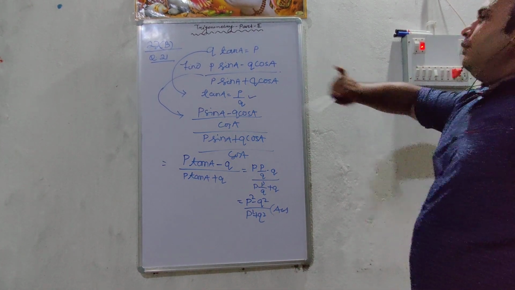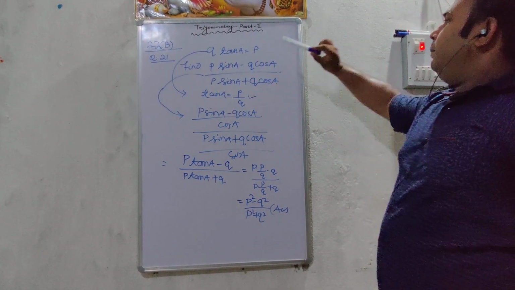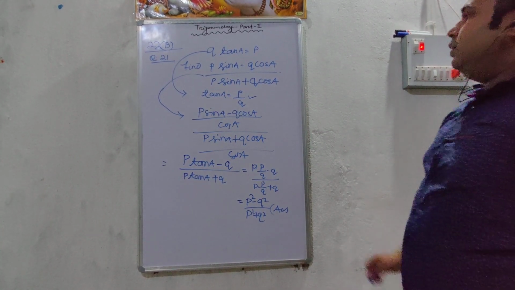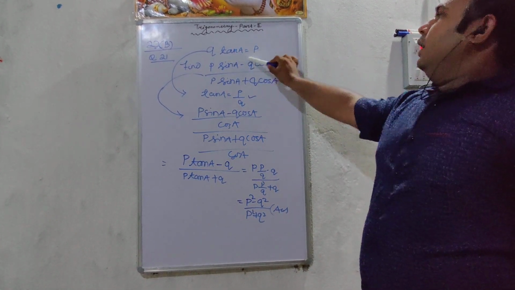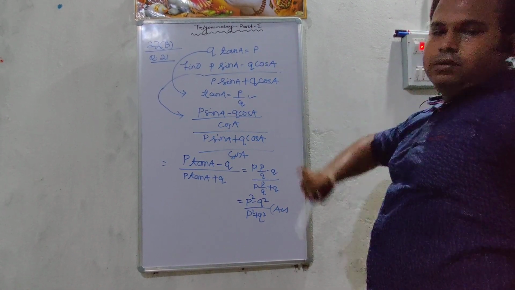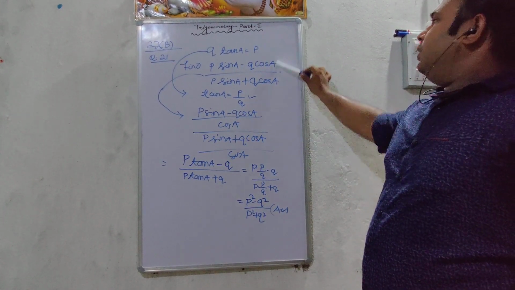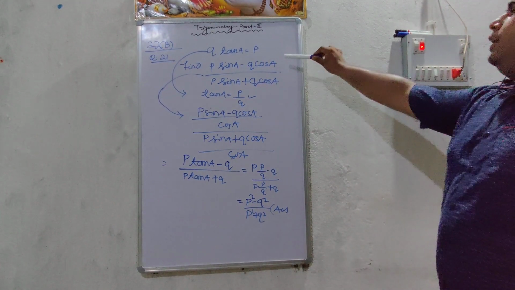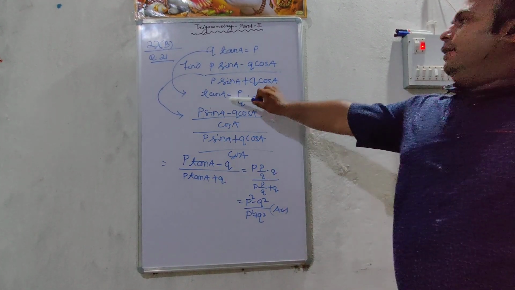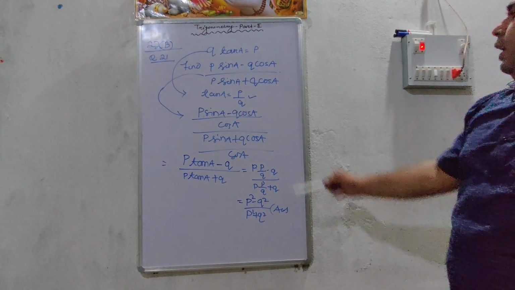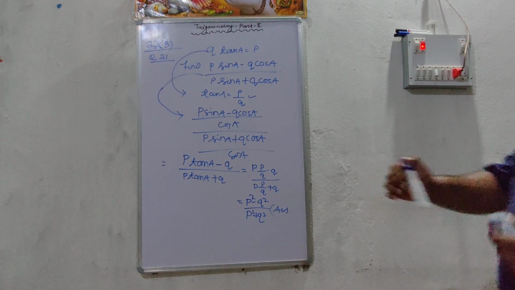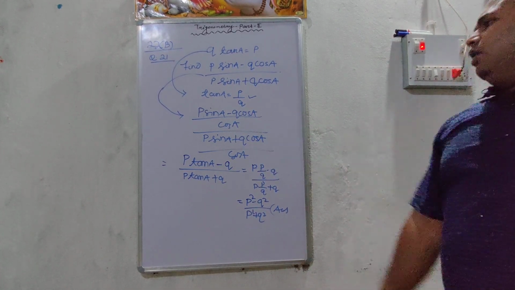Given here that tan A equals P by Q, we have to find the value of P sin A minus Q cos A divided by P sin A plus Q cos A. From this Q tan A equals P, when Q comes this side, it will be tan A equals P by Q. Now in this expression, we will divide throughout the numerator and denominator by cos A. Why? Because you have to make tan A. So divide it: P sin A minus Q cos A divided by cos A, and P sin A plus Q cos A divided by cos A.